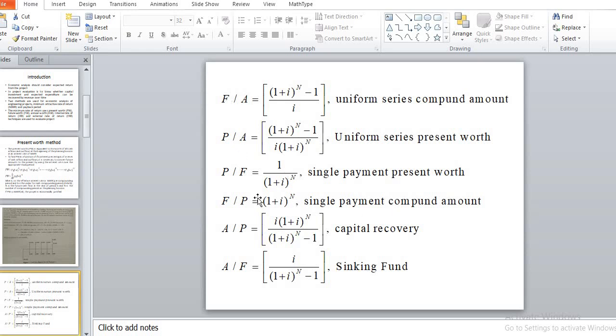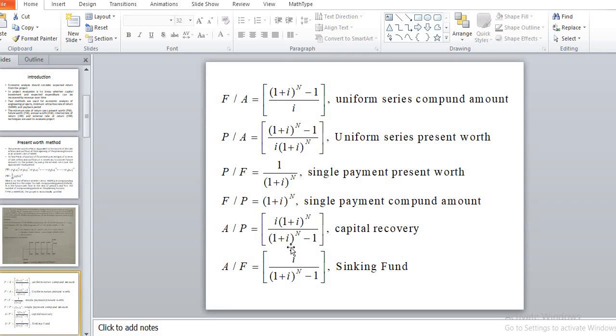So if you look at these factors, P by A and A by P: A by P is just the reverse, just the reciprocal of this. So the denominator comes in the numerator and the numerator comes in the denominator. Similarly F by A and A by F are reciprocal to each other. F by P and P by F are the reciprocal of each other. P by A and A by P are also reciprocal to each other.